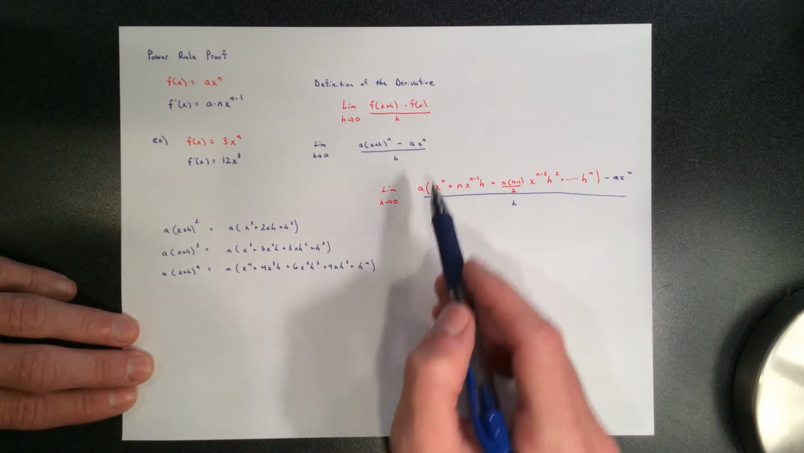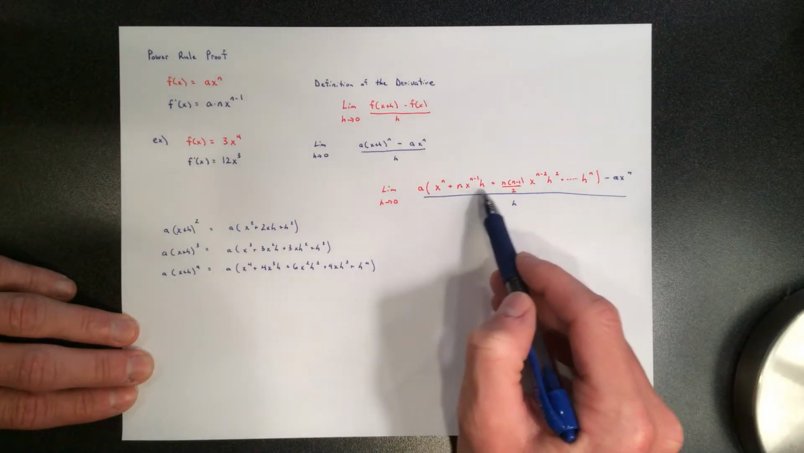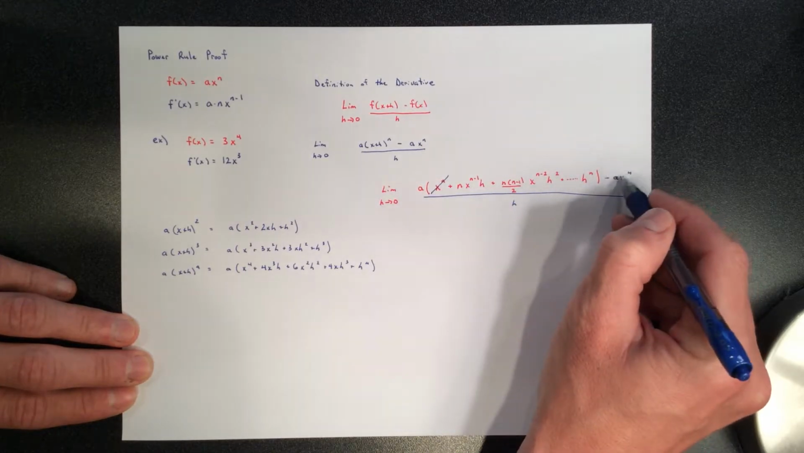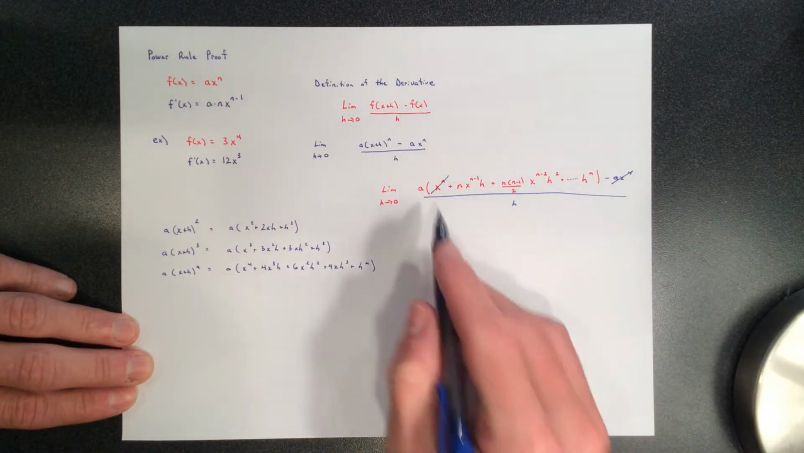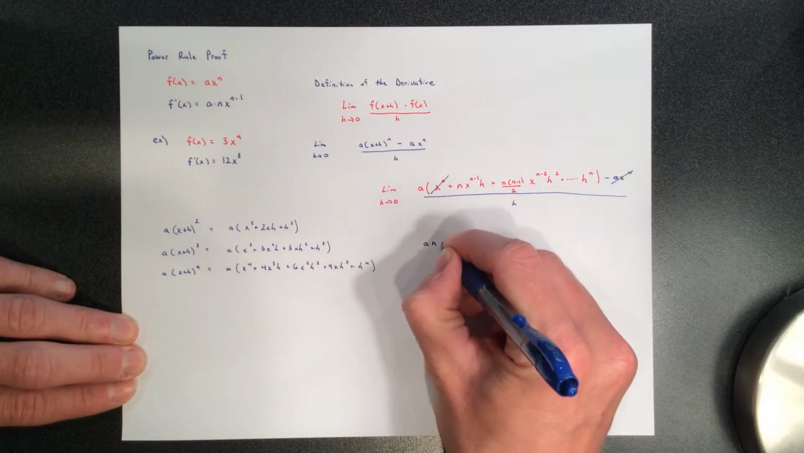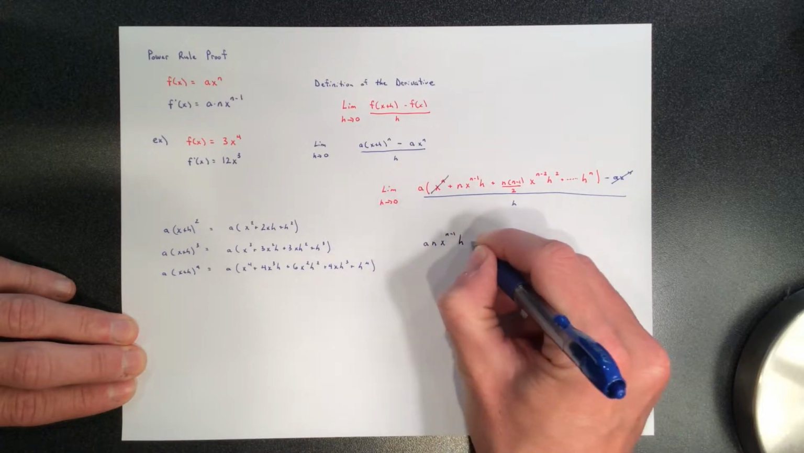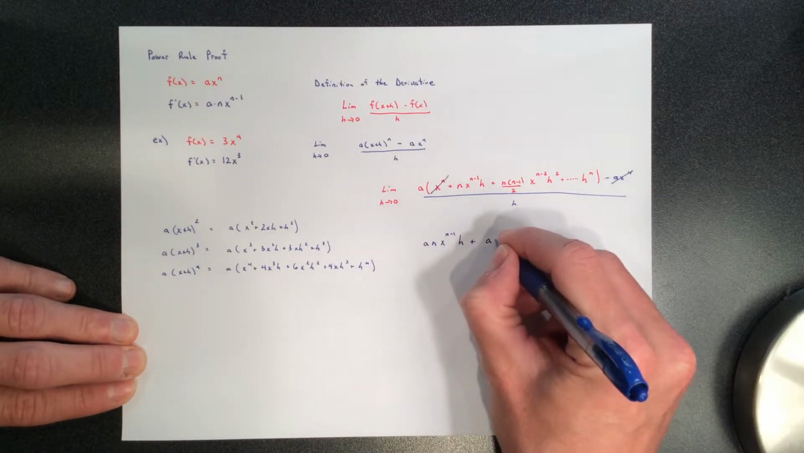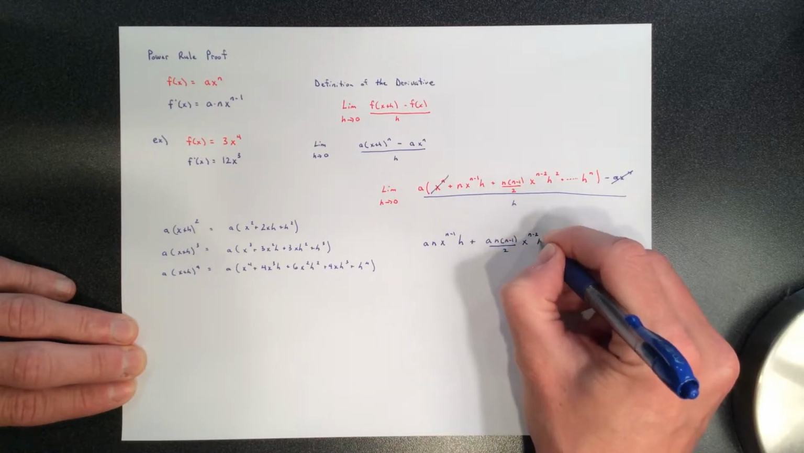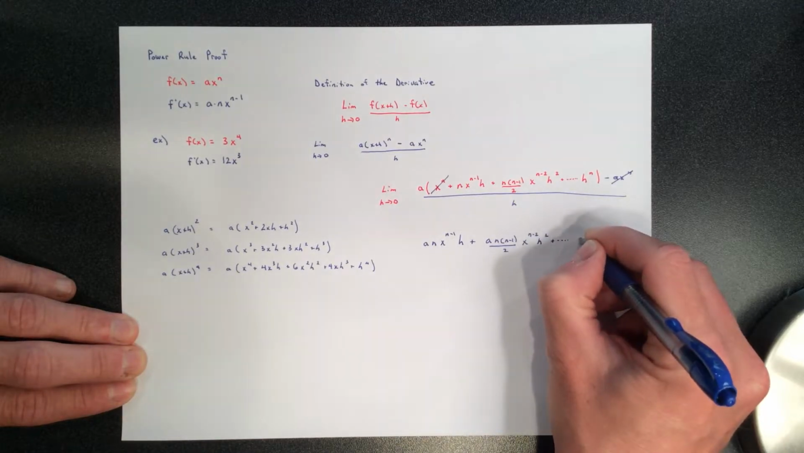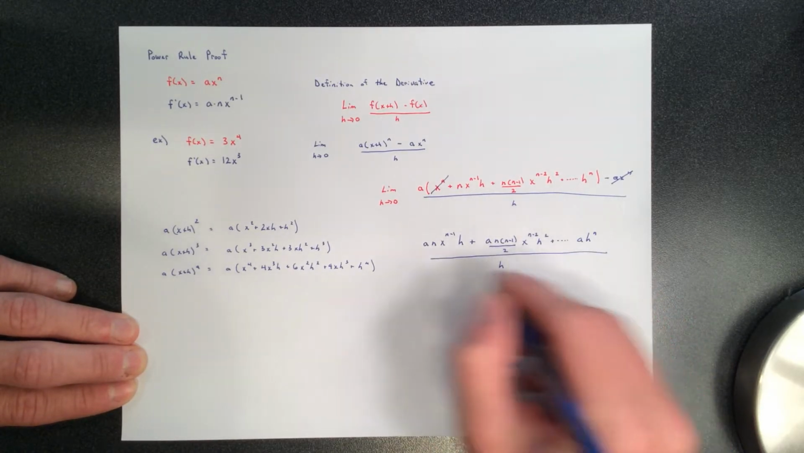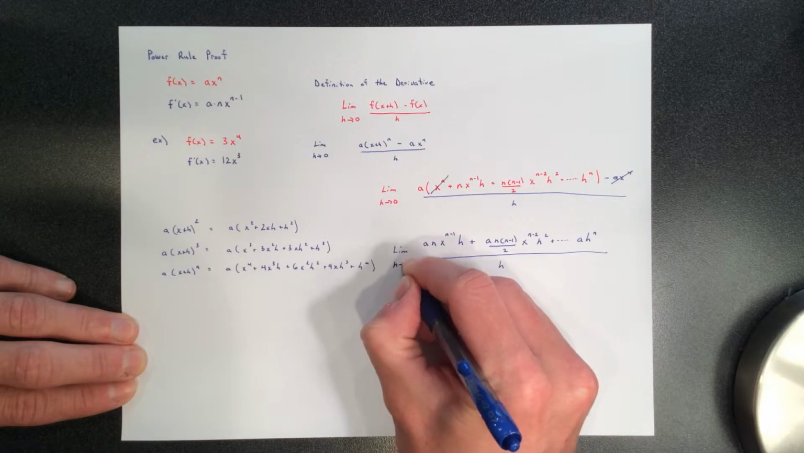Hopefully you can see that if I multiply by this a, all of these terms just get an a, and I'm going to have an a x to the n that subtracts from that a x to the n, and then all of these are left. So I have a n x to the n minus 1 h plus a n minus 1 over 2 x to the n minus 2 h squared plus dot dot dot a h to the n, all over h. We're going to look at the limit of that as h goes to 0.